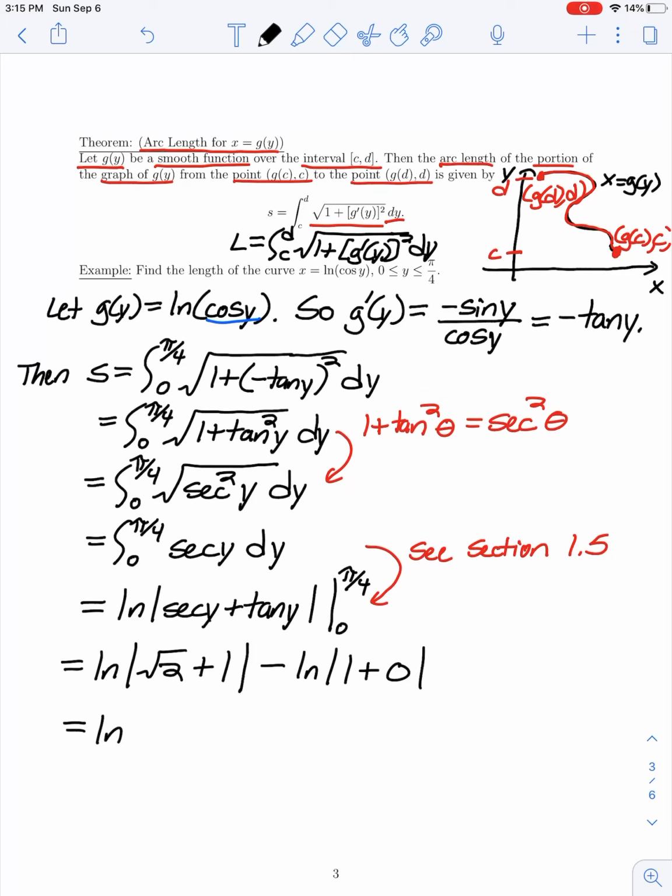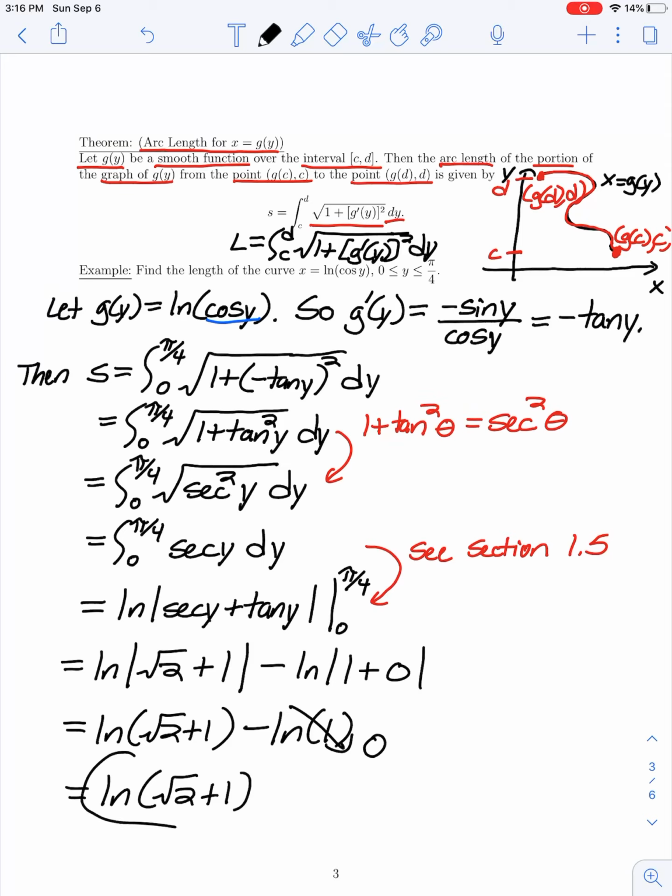So we're left with the natural log of the square root of 2 plus 1. I don't really need the absolute value there because square root of 2 plus 1 is already a positive number. And then I'm subtracting the natural log of 1, but recall that the natural log of 1 is equal to 0. So all that we have is the natural log of the square root of 2 plus 1, and this would be the arc length of the graph of the function that we're given on that y interval from 0 to pi over 4.